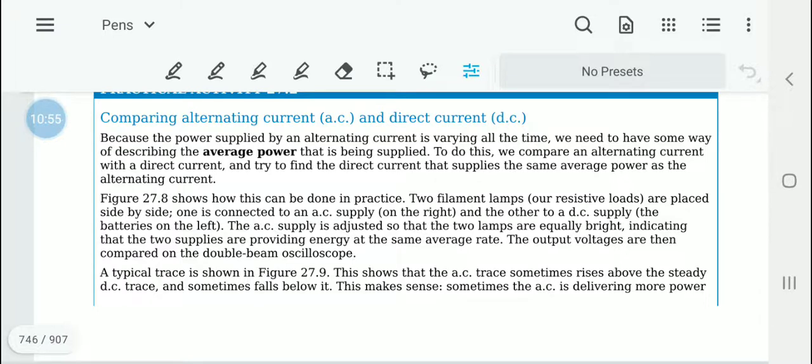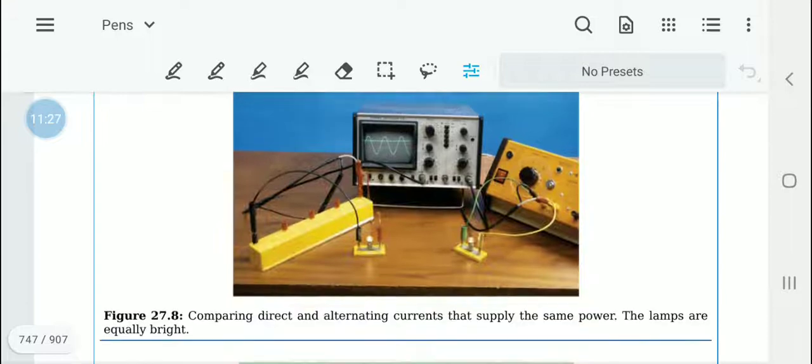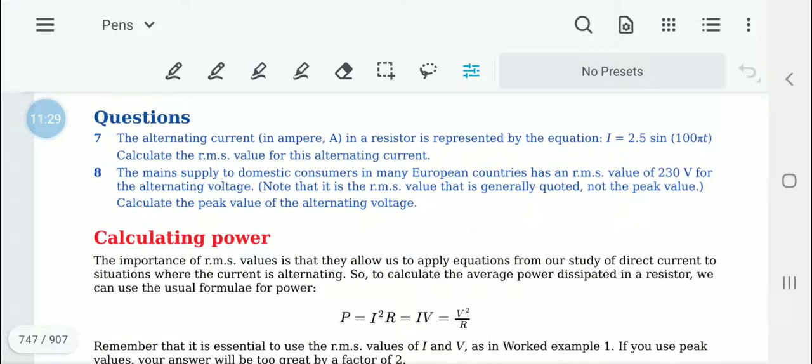The AC sinusoidal curve would suggest that it provides more energy sometimes than the DC power. Right. I hope that you have understood. If you have understood, please do question number 7 and 8.